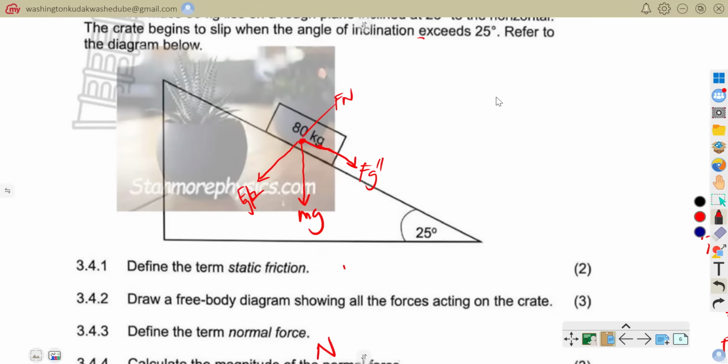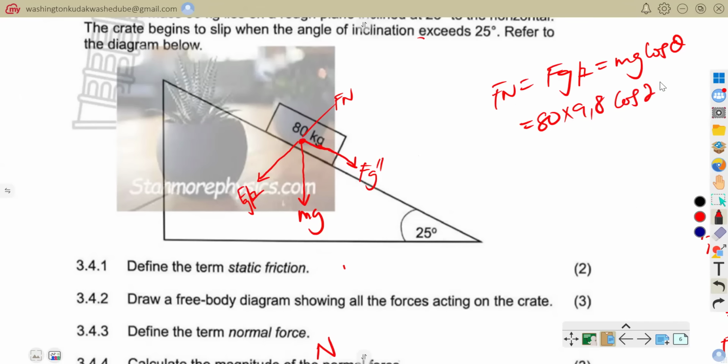So you can simply see that Fn would be equal to Fg perpendicular, which is given by mg cos theta. So this is equal to 80 times 9.8 cos of 25, which is equal to 710.55 newtons. That was our normal force there. So that is how you calculate your normal force.